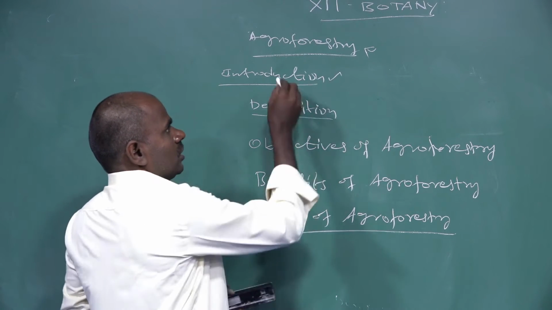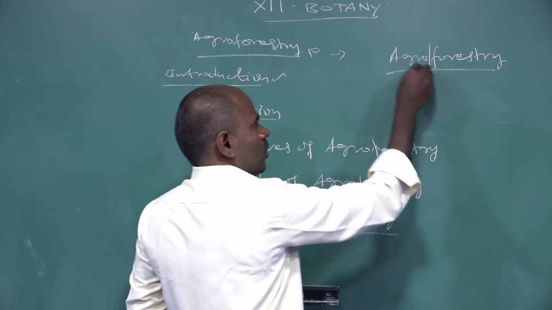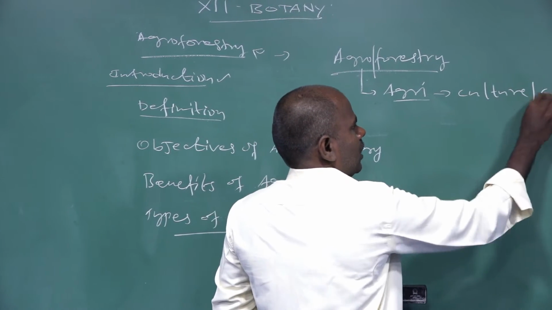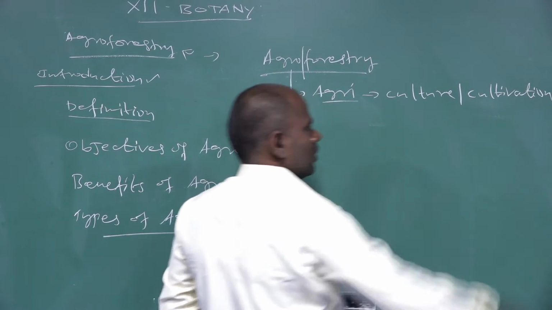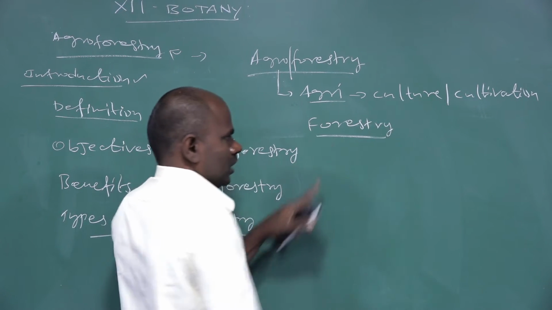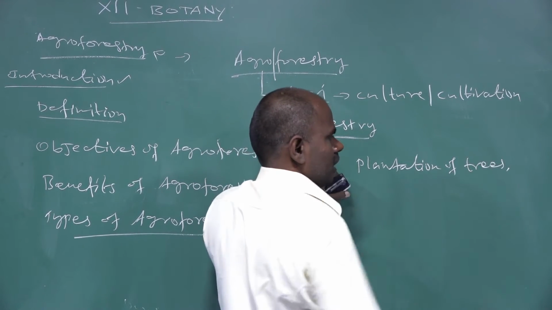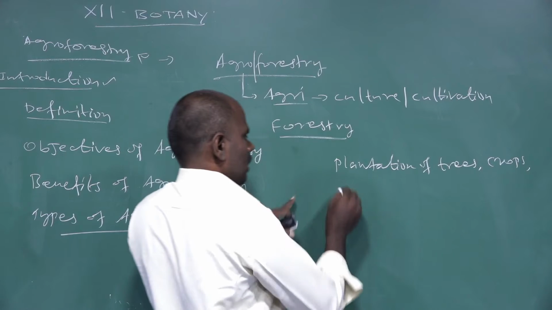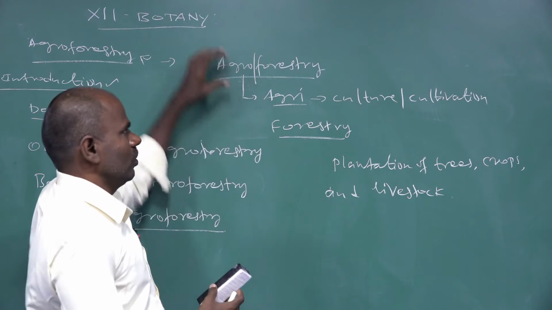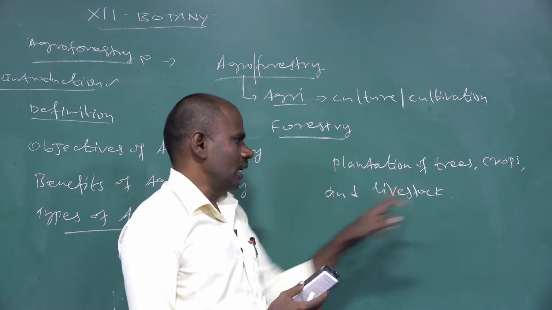The first is the introduction. So what is agroforestry? Agro refers to agriculture, that is, culture or cultivation of plants. Forestry means plantation of trees, crops and livestock. So agro refers to cultivation of plants, and forestry refers to plantation of trees, crops and livestock.